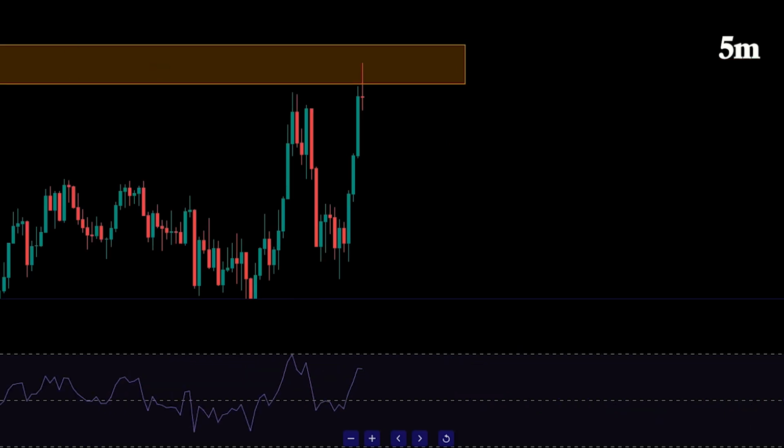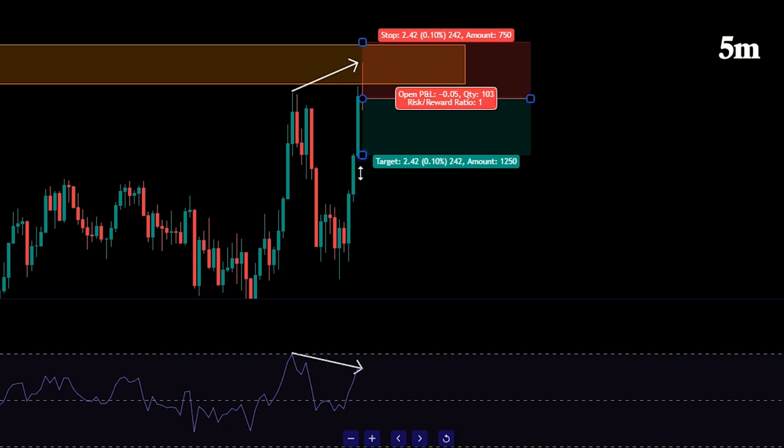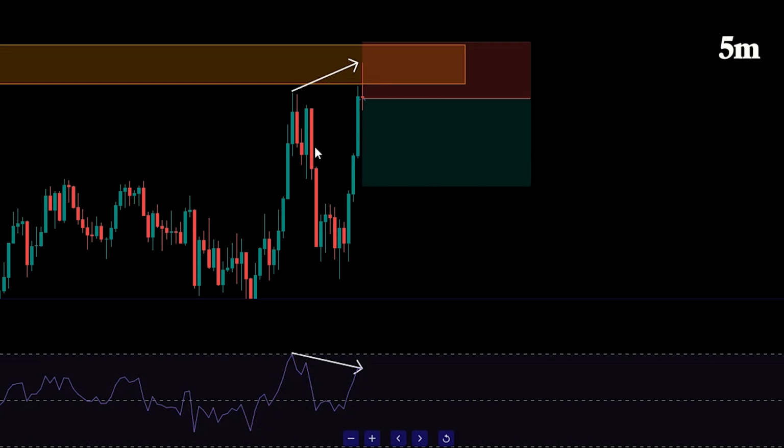This strategy can be applied across all financial markets because it's rooted in the fundamental dynamics of buying and selling. Once you master it, you'll be able to use it effectively in any market.